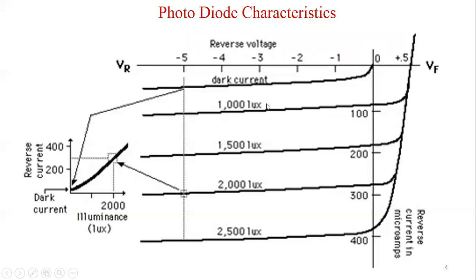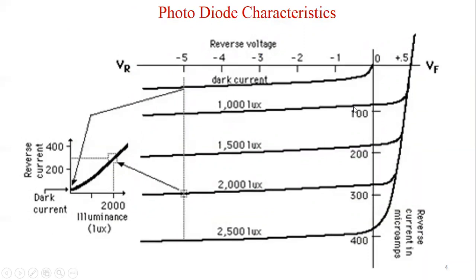Suppose 1000 lumens of light intensity is incident on this diode. Because of the increase in charges within the depletion area, the current will increase. Suppose this was 10 microampere; after increasing the intensity, the current will increase to 100 microampere. So the curve shifts downward, meaning an increase in current. For all values of reverse voltage, the current has shifted from the dark current to this value of 100 microampere.